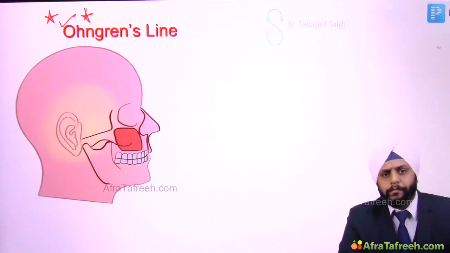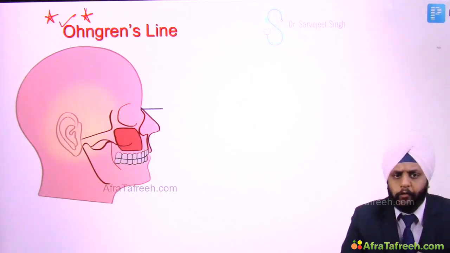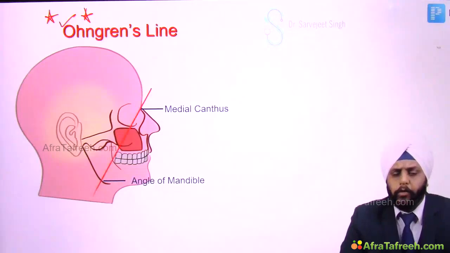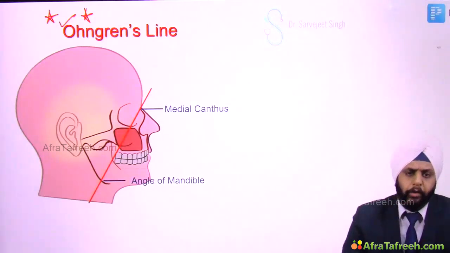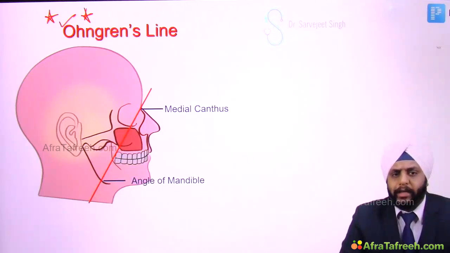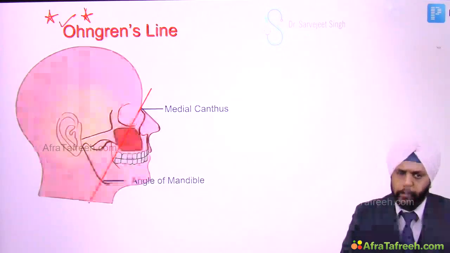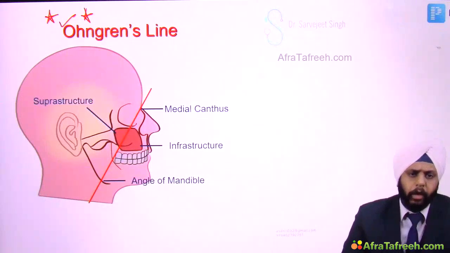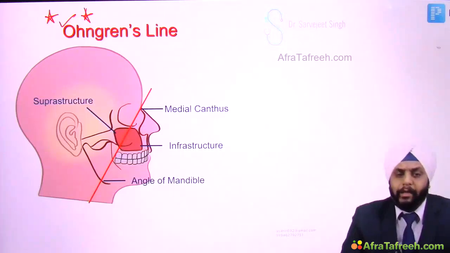What we do in this, you draw a line from this point, that is the medial canthus, to the angle of mandible. Okay, so you draw this line. Now you see, when you draw this line, it divides the maxillary sinus into two parts, upper part and lower part. Upper part we will call suprastructure, lower part we call infrastructure, right? Now you see, the suprastructure is near the orbit. So we'll have a lot of cranial nerves and all these important structures, eyeball, in the suprastructure. Okay, so they are in the vicinity of the suprastructure.